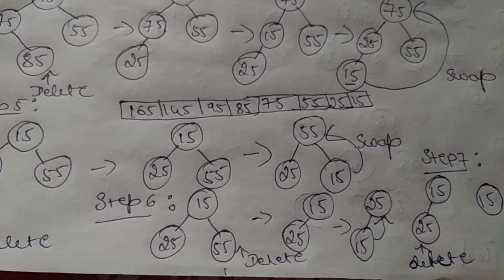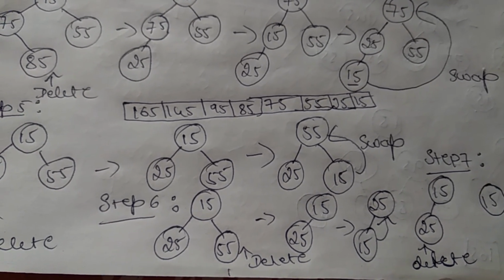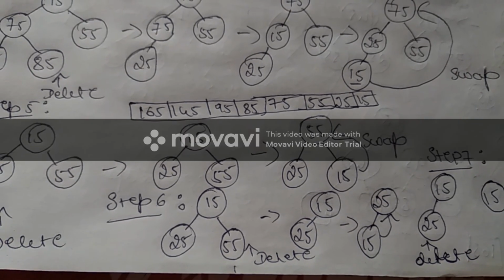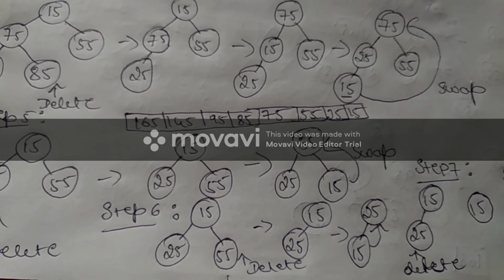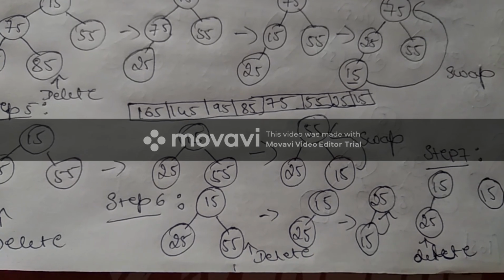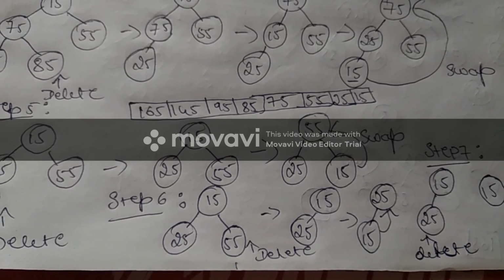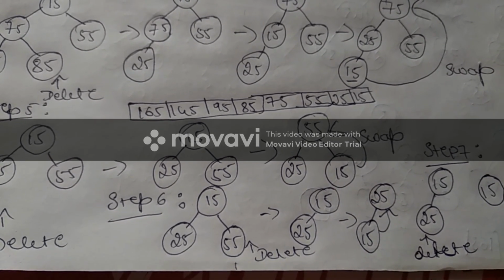Okay, this is how you will sort the heap tree. This is sorting, that is heap sort. It is very, very important. In the exam, you may get a question for a minimum of 12 to 14 marks for this question.